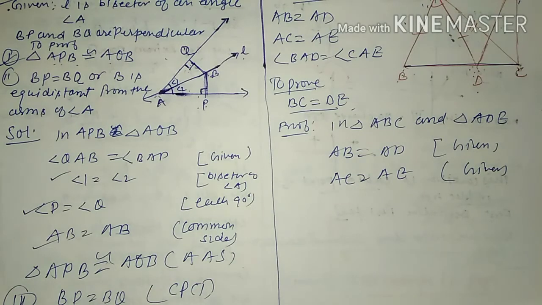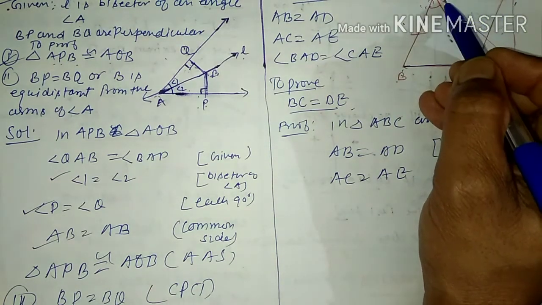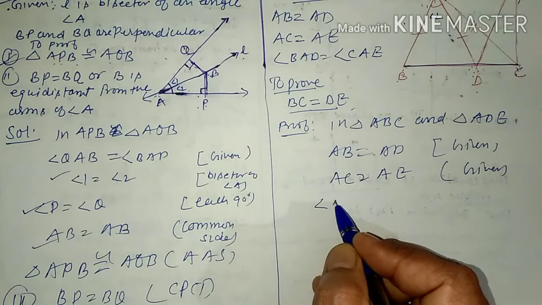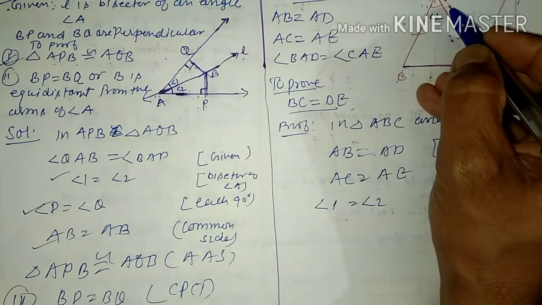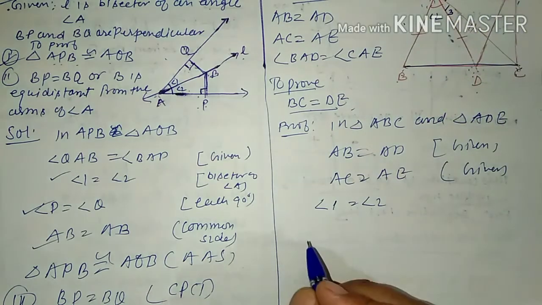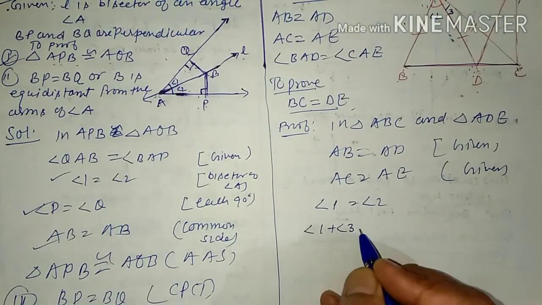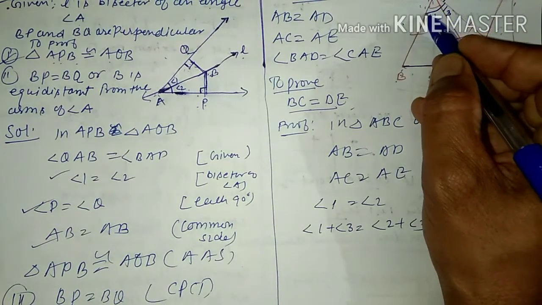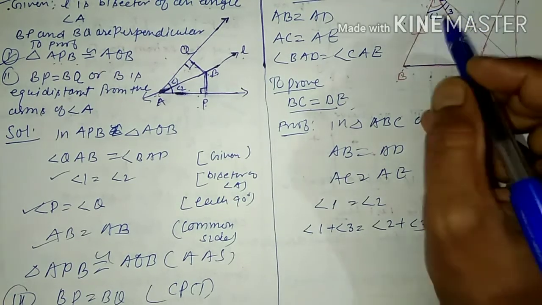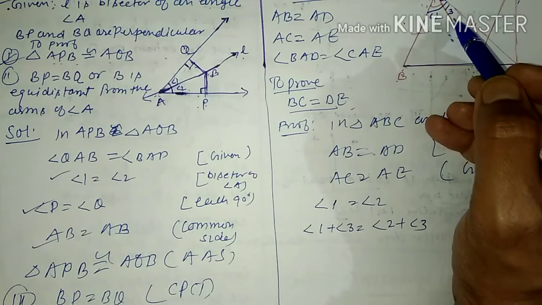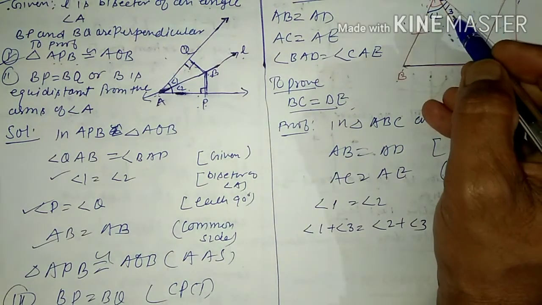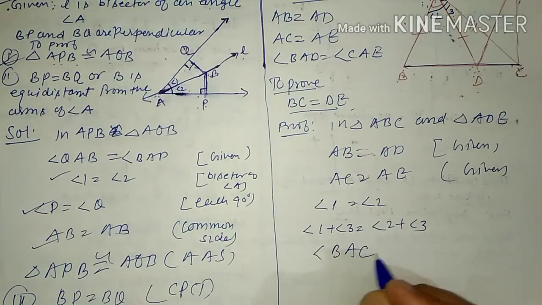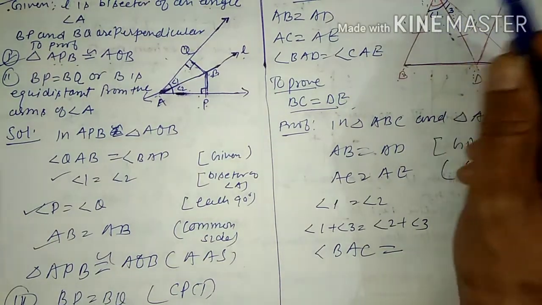Okay. Third thing is that this angle, we can say angle 1 is equal to angle 2. If this is a common angle and the common angle is added to both of them, then this complete angle must be equal to this angle. Clear? 1 is equal to 2, if 3 is added to both of them, BAC is equal to DAE.